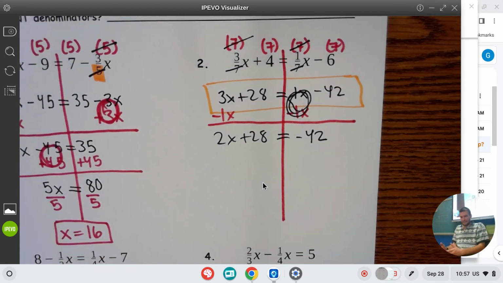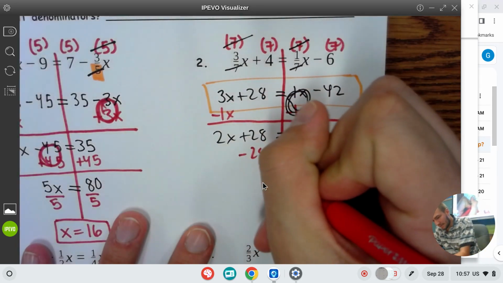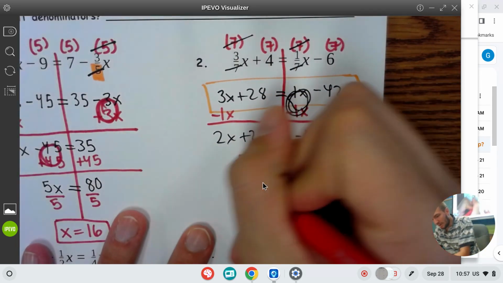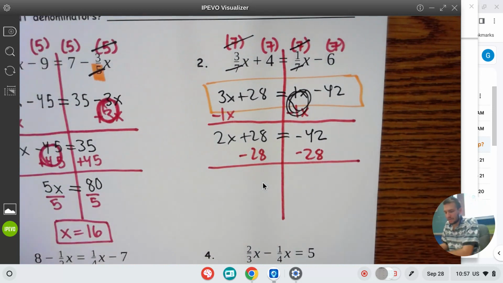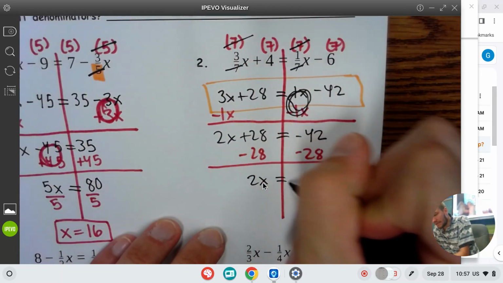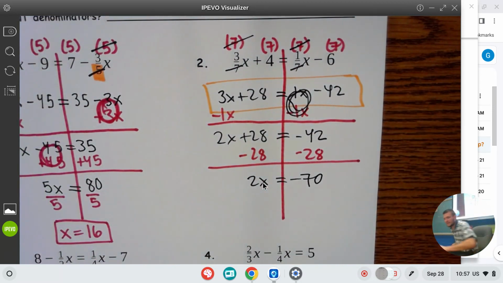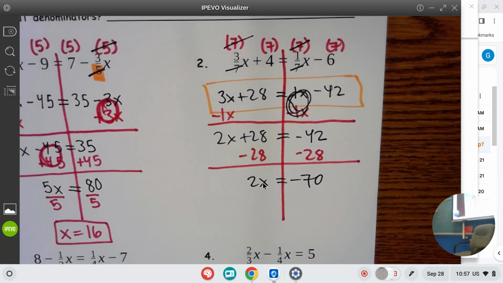We moved our x's. Now let's move our numbers back and forth. Let's do a little minus 28. Anybody know what? 70, negative 70. Nice job. 2x equals negative 70. How do you finish every question? Divide. Finish with divide. It's 35. Negative 35.